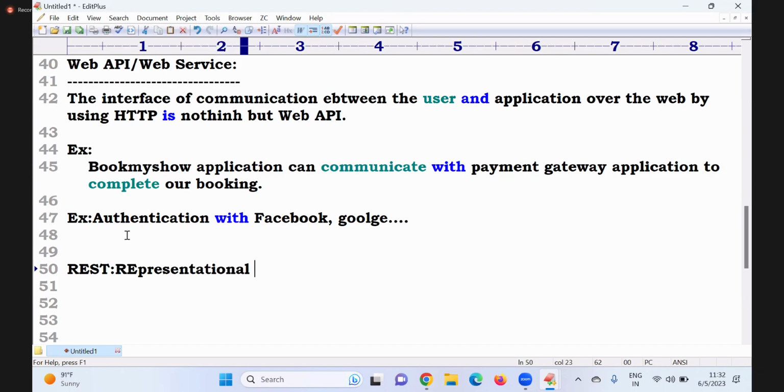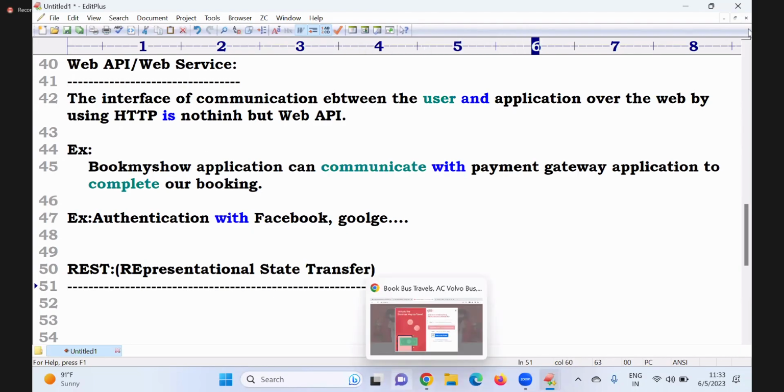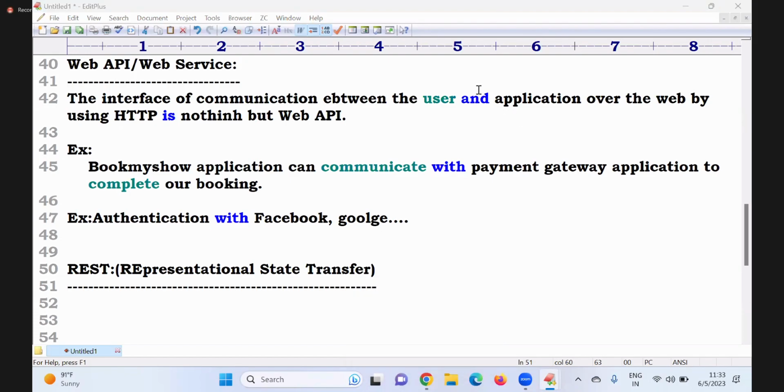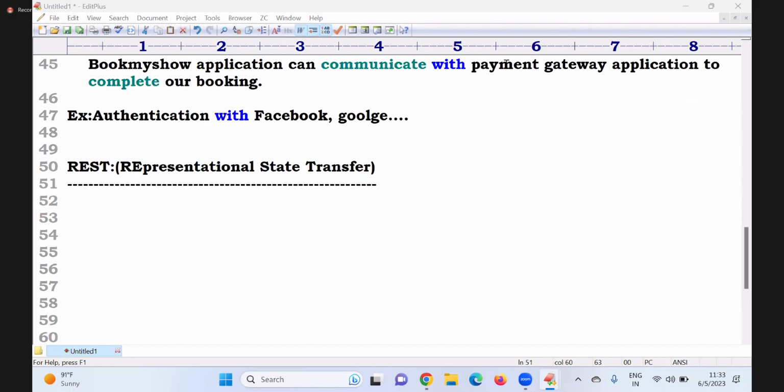REST means representational state transfer. That is the full form of REST, sir. Relax, sleeping, no. Very good. Next level, take rest only after completion of this course, everyone. Representational state transfer, that is the meaning of REST.